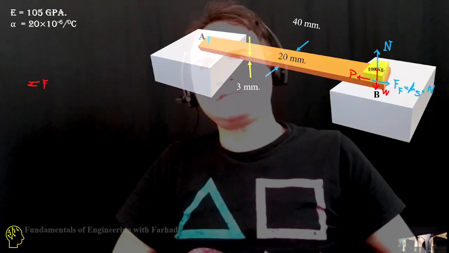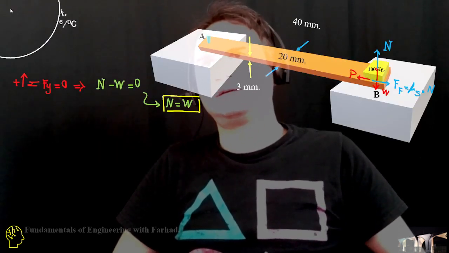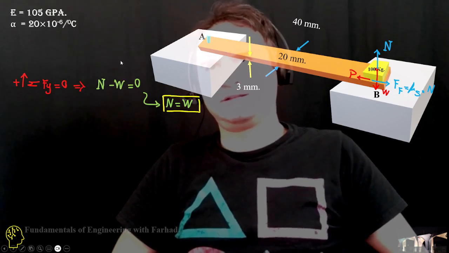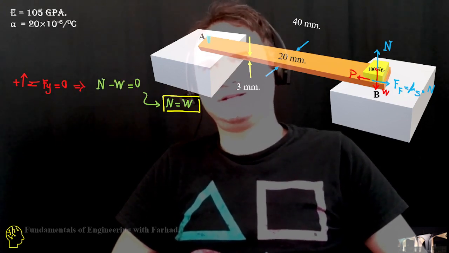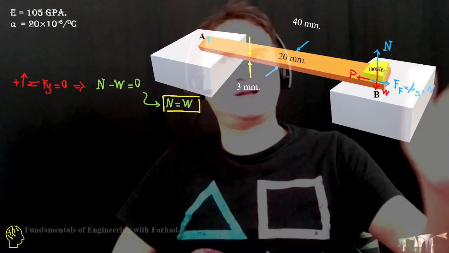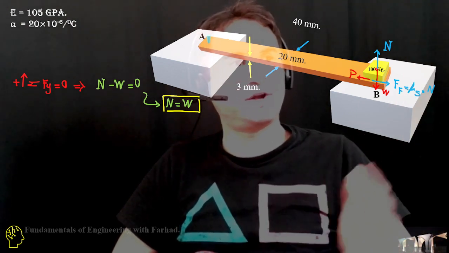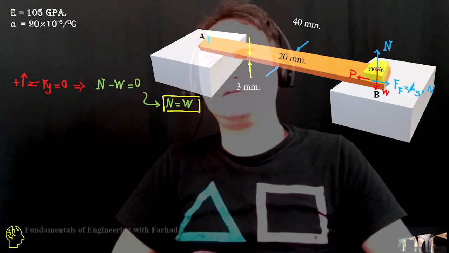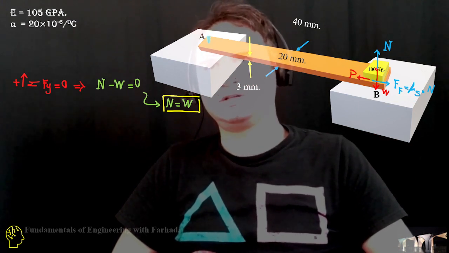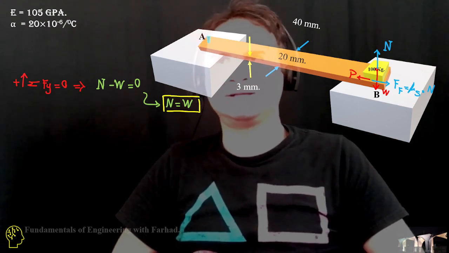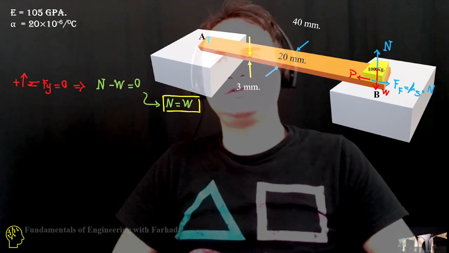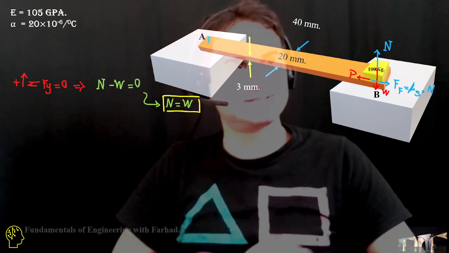Also E is provided, and the alpha temperature coefficient is provided. E, the modulus of elasticity of the brass bar, is 105 gigapascal, and the alpha coefficient of expansion for brass is 20 times 10 to the negative 6 per degree Celsius.